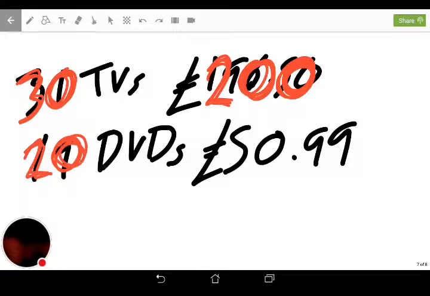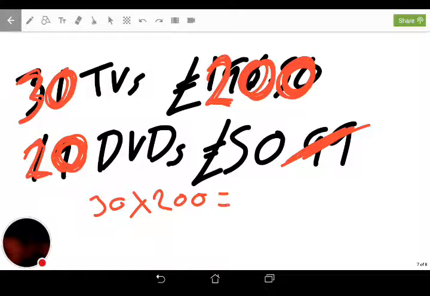Again, it's an easier number to work with. What we want with estimation is to make things as easy as we possibly can. Instead of 50.99, just 50. So 30 TVs at £200, so I've got 30 times 200, that gives me 6. So 3 times 2 gives me 6. I've got 3 zeros there, so I'm going to add 1, 2, 3 there. So I'm estimating the cost of TVs at £6,000.